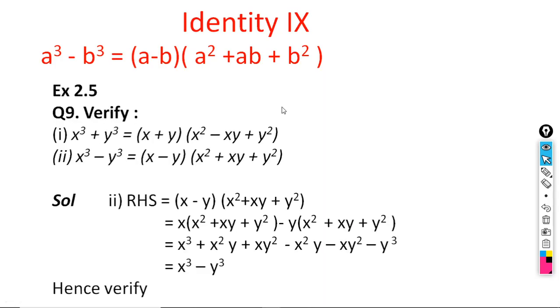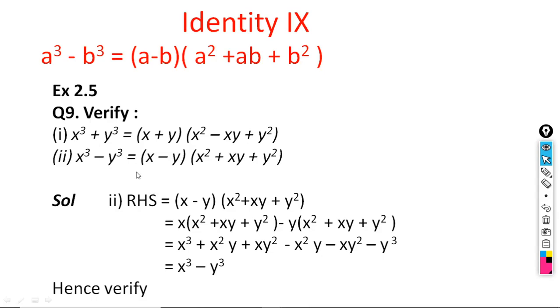Let us discuss a few questions on the product. Before that, let's verify a few problems. This is a problem given in the NCERT book about the verification of x cube plus y cube equals x plus y into x square minus xy plus y square, and x cube minus y cube equals x minus y into x square plus xy plus y square. I'm going to discuss the second part here, which is x cube minus y cube.